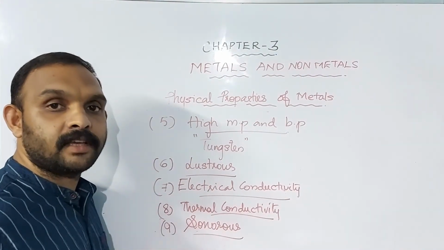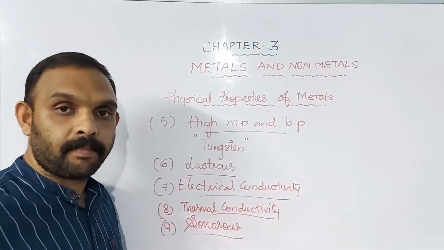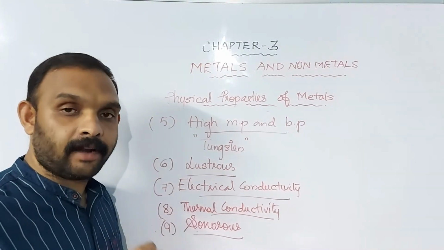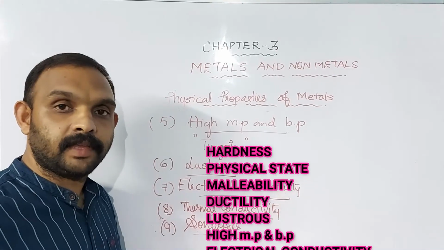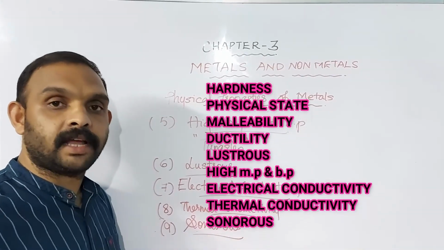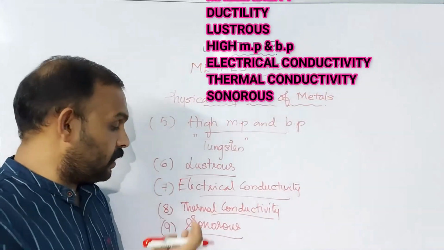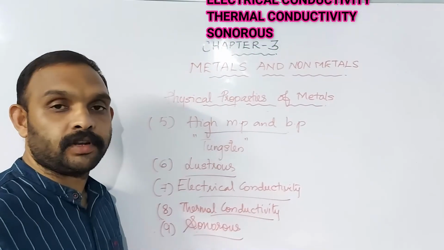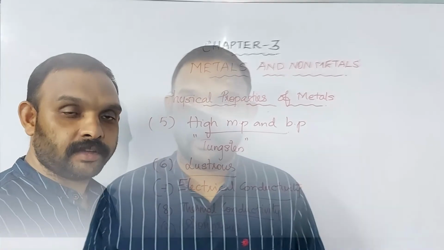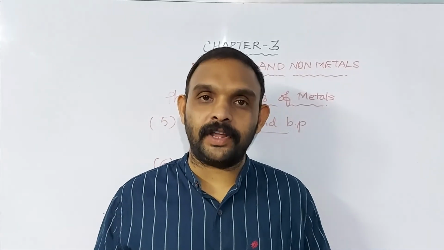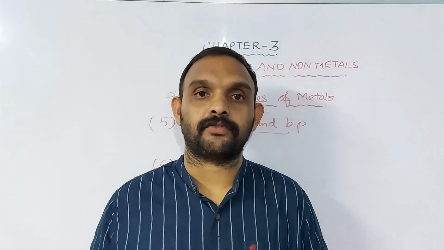So we have discussed some of the important physical properties of metals. Let me recap. First one was hardness, second was malleability, third was ductility. Then we have learned high melting and boiling point, lustrous, electrical conductivity, then thermal conductivity, sonorous. Is it clear to all? So dear students, in this video we have learnt about metals and physical properties of metals.